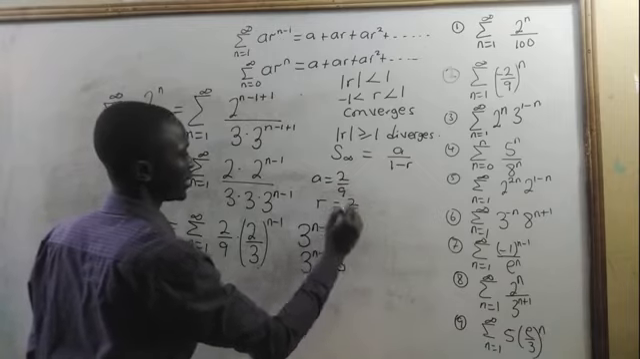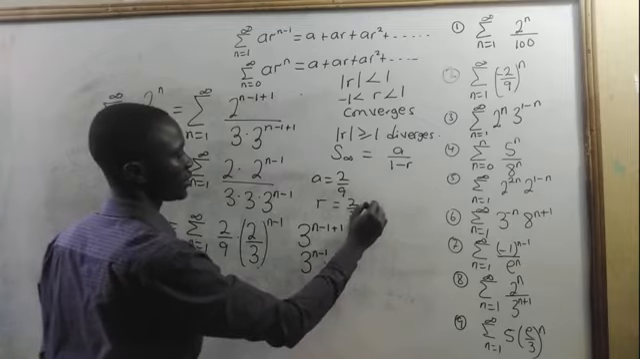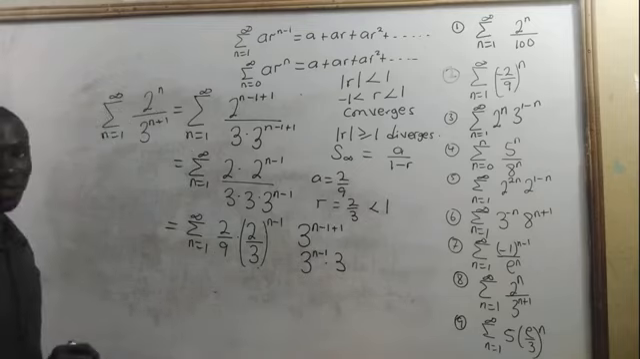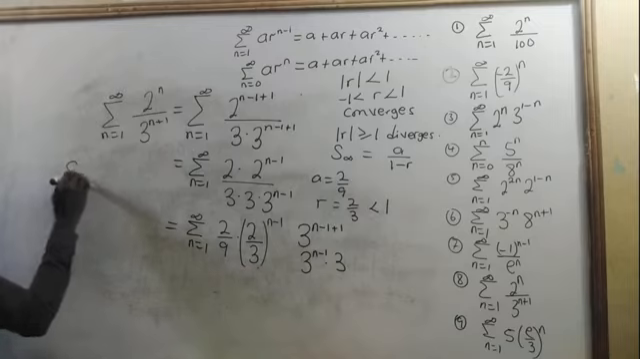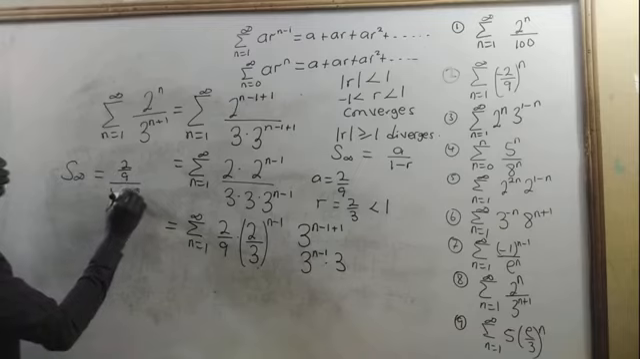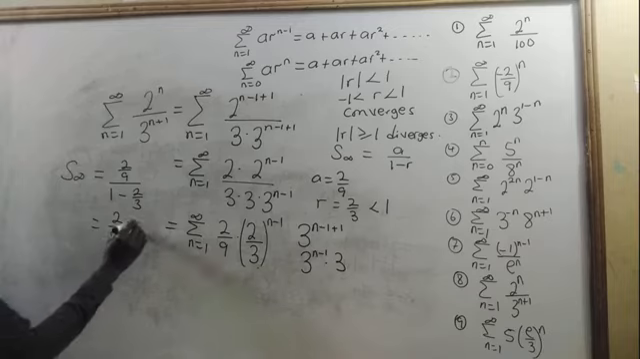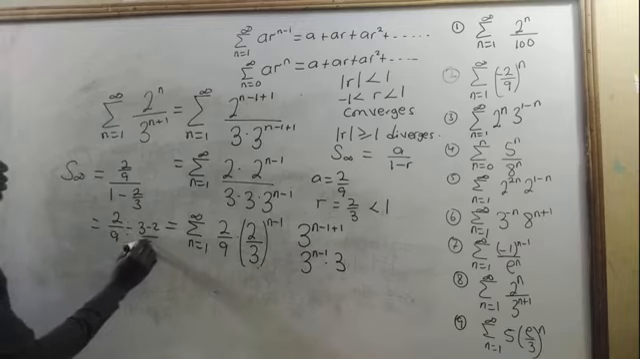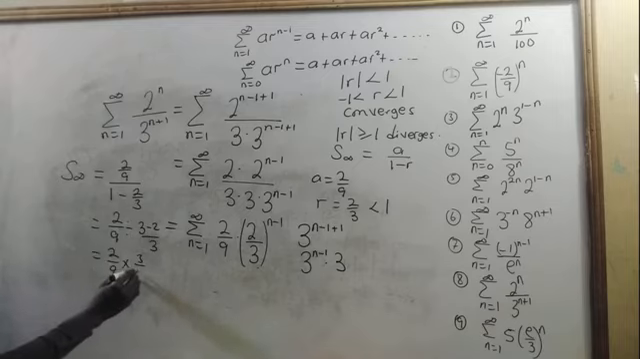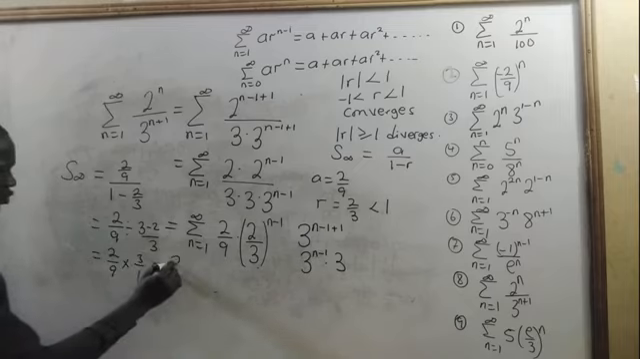And 2 on 3, if we take the absolute value of r, we will still get 2 on 3. 2 on 3 is less than 1, so the series converges. And if the series converges, let's find the sum. We take the sum up to infinity, 2 on 9 divided by 1 minus 2 on 3. This is the same as 2 on 9 divided by 3 minus 2 on 3. This is the same as 2 on 9 times 3 on 1, because 3 minus 2 is 1. And that will give us 2 on 3.